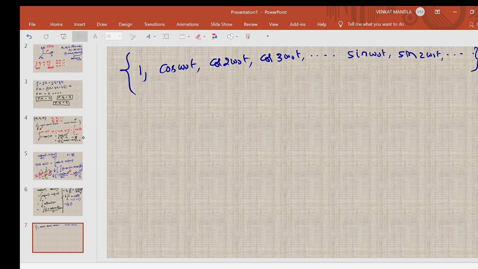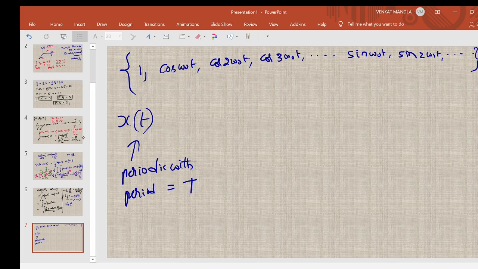This is the orthogonal signal space I have. Then I will represent any signal x of t which is periodic with period T, that is 2 pi by omega naught. This is the condition for x of t: x of t must be periodic with the period T, which is T equal to 2 pi by omega naught, where omega naught is the fundamental frequency of the signal x of t.